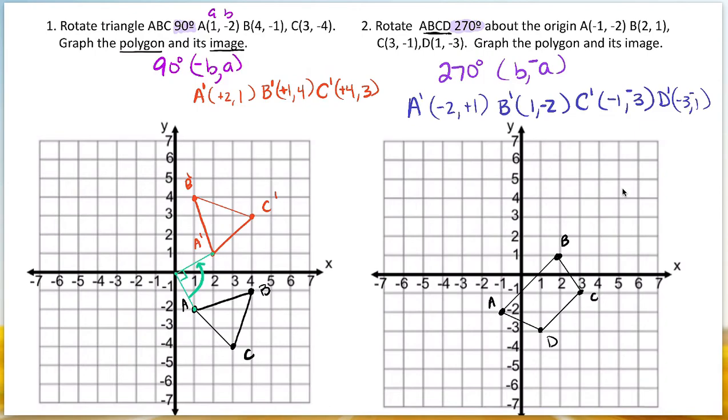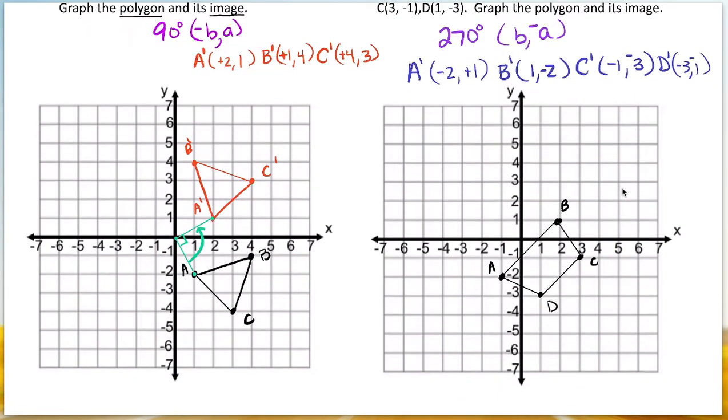and our new one. A prime is at -2, 1. B prime is at 1, -2. C prime is at -1, -3. And D prime is at -3, -1. Connecting the dots. I feel like I have an extra -1, -3. Oh, that's C prime, my label. I thought it was a point for a second. C prime, there we go.